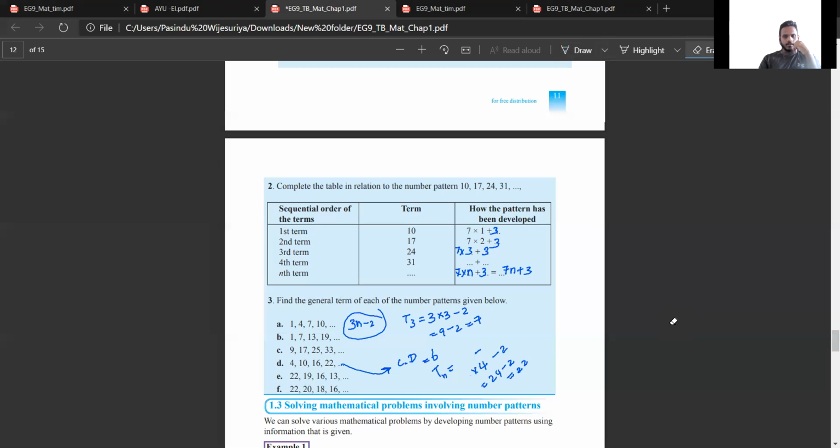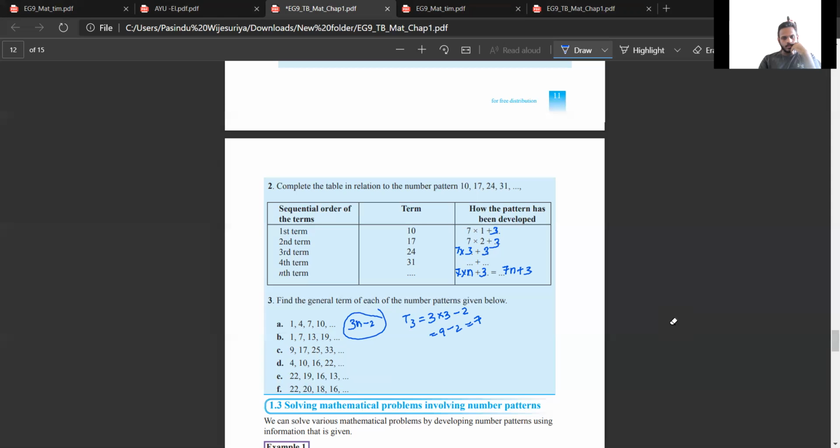Because I'm running out of space now, you all can pause the video and check it out later on, how I got it. Then I'll do this one as well, which is going in a subtracting way, so it will be easy for you all.